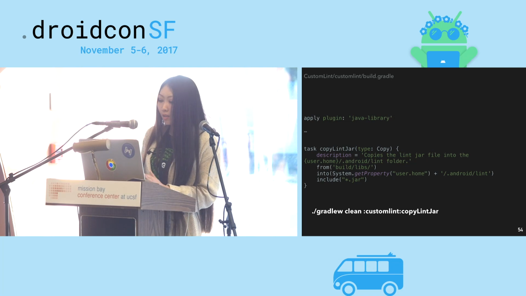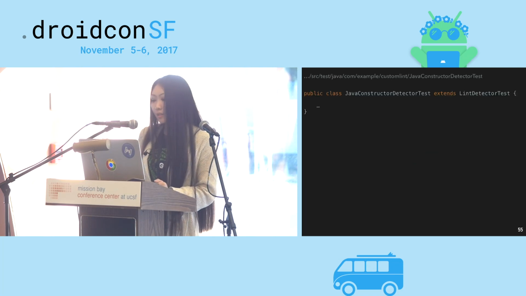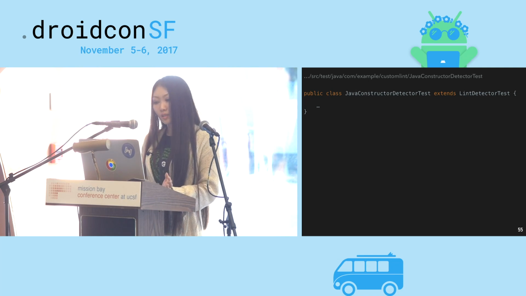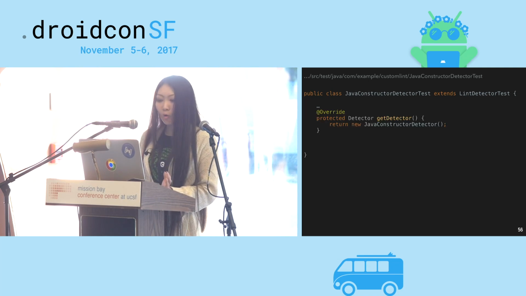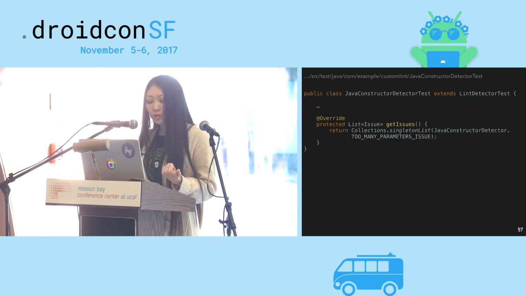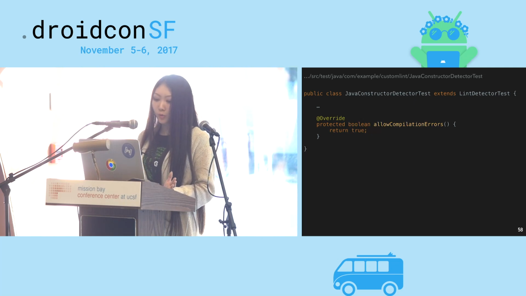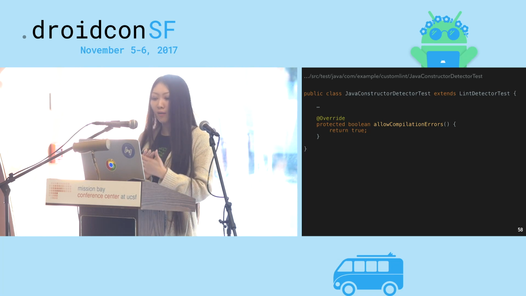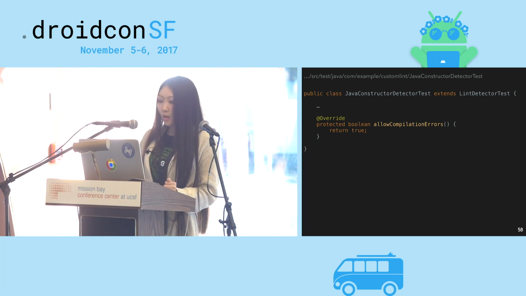And now let's test our new rule. As I said, Lint has a great API for testing. We just need to extend Lint detector test, override get detector and return the detector that we want to test. And we want to override get issues, passing the too many parameters issue. I also like to override allow compilation errors and return true, because you will see later that we need to create some test code. And in this way, I don't have to worry about having a perfect test code.